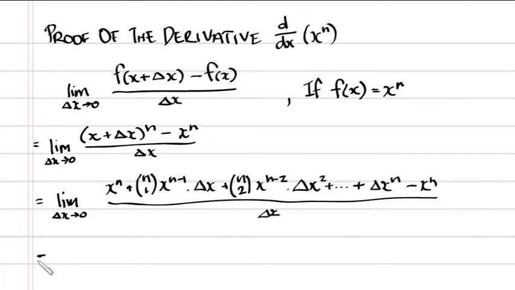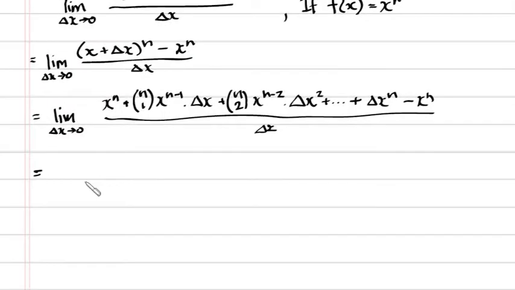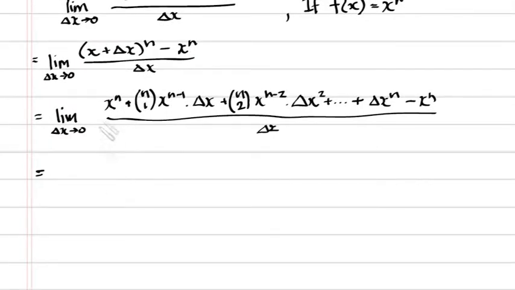If we look at this expression in the numerator, we can see that there's an x to the power n and a take away x to the power n, so that term will just cancel out. Also, every term in the numerator has a delta x in it, so delta x will cancel out as well with each term in the numerator. So we get left with just 1 in the denominator.